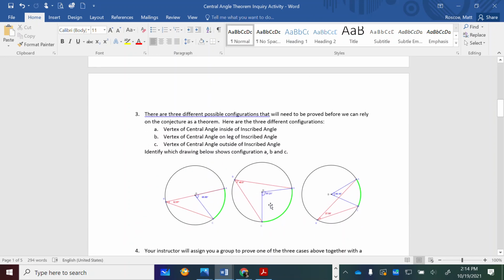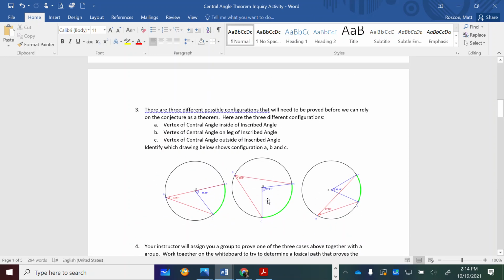And then I moved on immediately into the proof part, because I think it's going to take them quite a bit of time to prove. I think the meat of the class will be here. If you've ever looked at the proof of the central angle theorem, there are different methods of proving it, but the one I like best splits the proof up into three subproofs. So I say that there are three different possible configurations that will need to be proved before we can rely on the conjecture as a theorem.